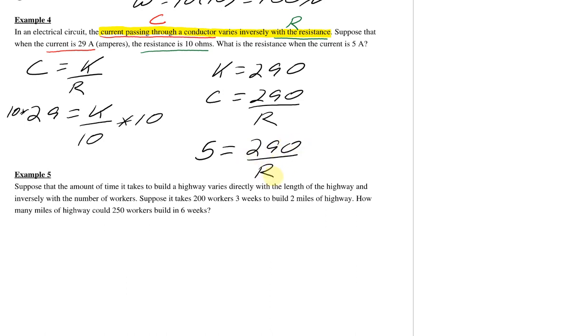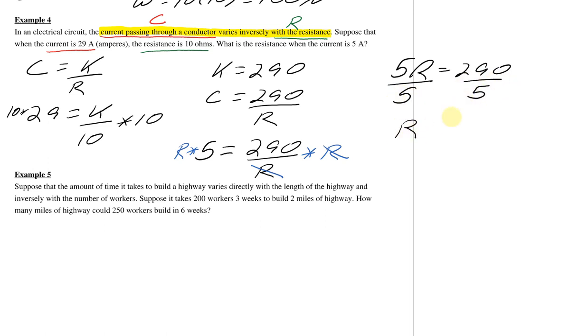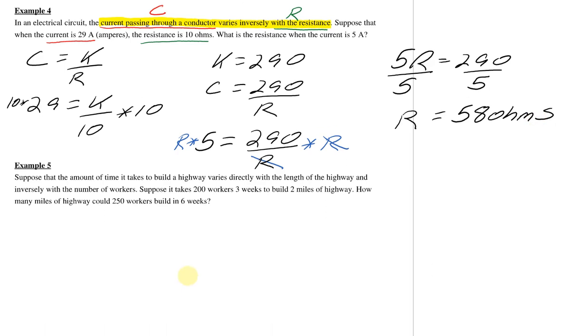So how do I do that? Well, you probably want to get R out of there, it's still a fraction, right? So I'll just multiply both sides by R so that I end up canceling out the R's. And so now I've got 5R equals 290. And now I can finish this by just dividing both sides by 5. And ultimately, I get that this is a resistance of 58. Okay, so that's one problem.